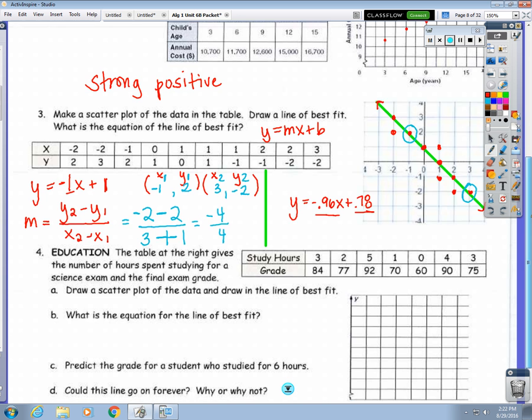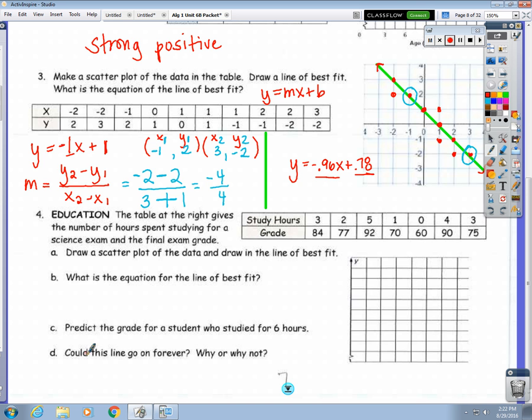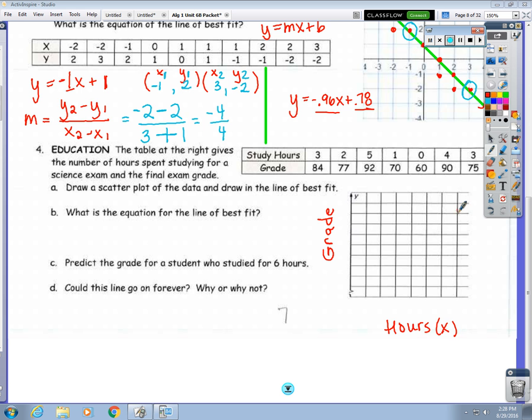Okay, now I want you to do number 4. Do all parts of it. It'll take you a few minutes. Go ahead and look at it. The hours range from 0 to 5. So on my x-axis, that's where I'm putting hours, and I'll just go 0, 1, 2, 3, 4, 5. Okay?